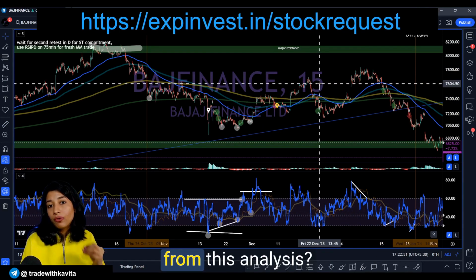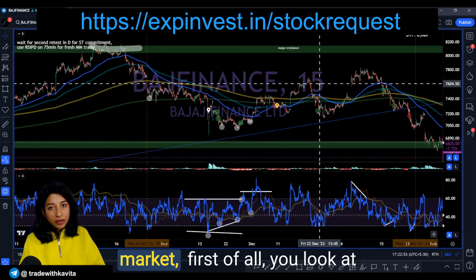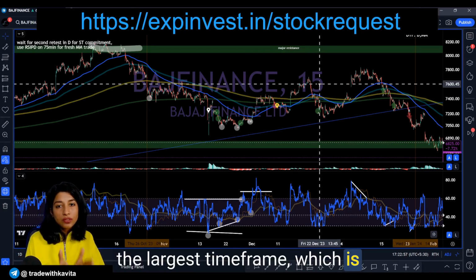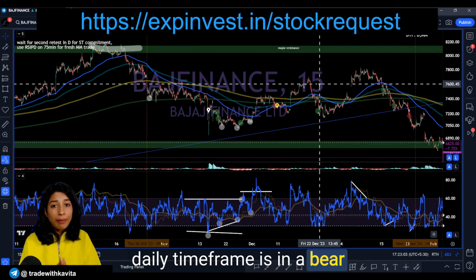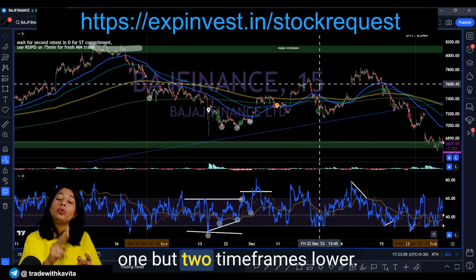What is your takeaway from this analysis? When you're in the bear market, first of all, you look at the largest time frame, which is in our case, the daily time frame. If the greater time frame, the daily time frame, is in a bear trend, you need to come not 1, but 2 time frames lower.